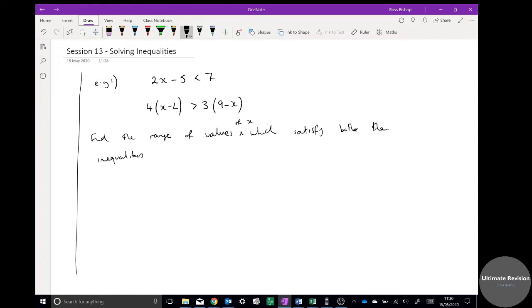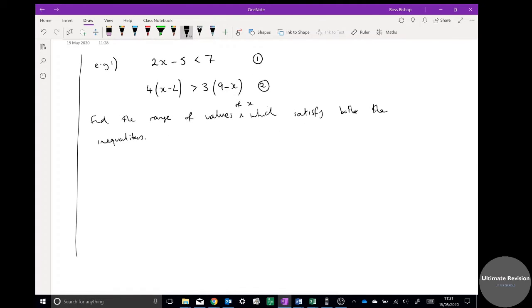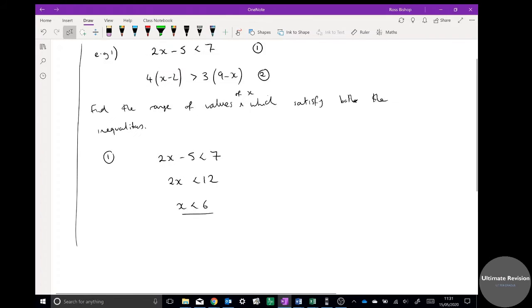Okay, so we've got two inequalities. Find the range of values of x which satisfy both the inequalities. Right, I'm going to label the first one 1, the second one 2, and I'm going to have to solve these inequalities first. So 2x, and I solve it like a linear equation. Divide both sides by 2. Okay, so I know from my first inequality, x has to be less than 6.